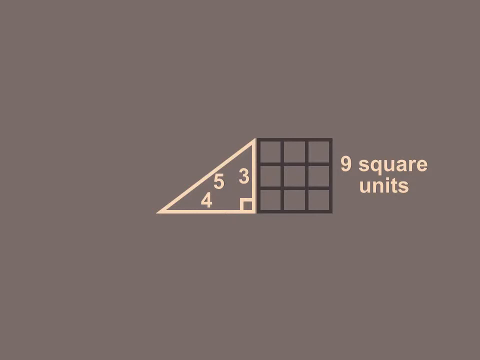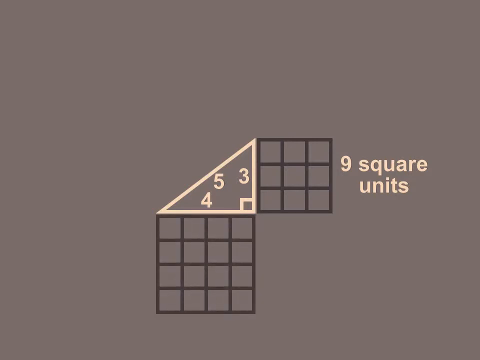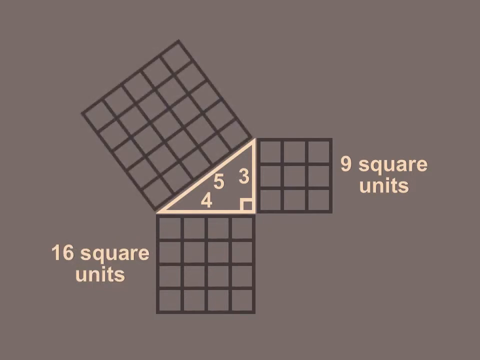Let's look at this right triangle. We have one leg that has a length of 4, another leg with a length of 3, and the hypotenuse has a length of 5. If we were to take 3 and square it, we would get 9 square units. If we were to take the 4 and square it, we would get 16 square units. And if we were to take the 5 and square it, we would get 25 square units.